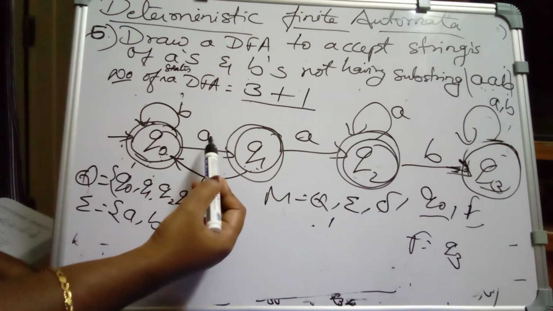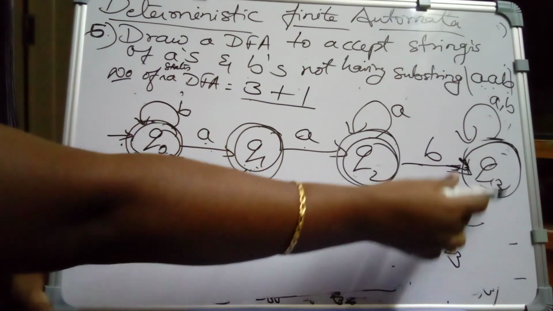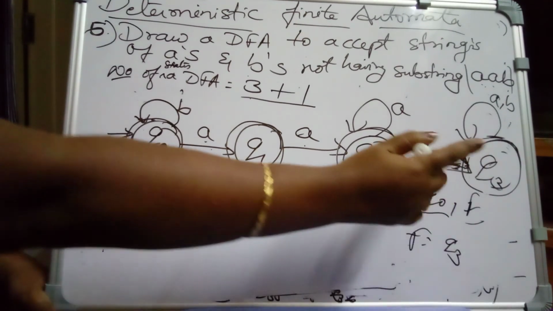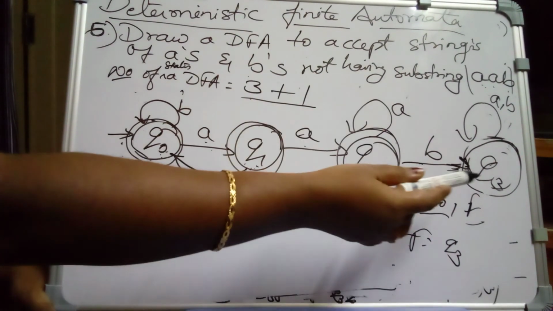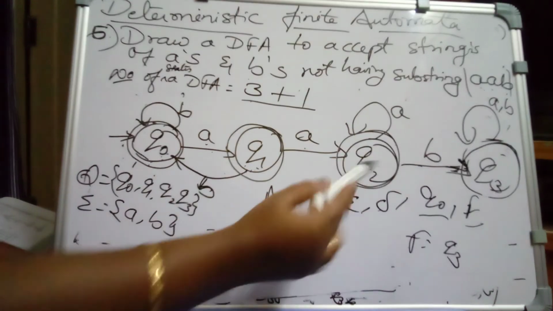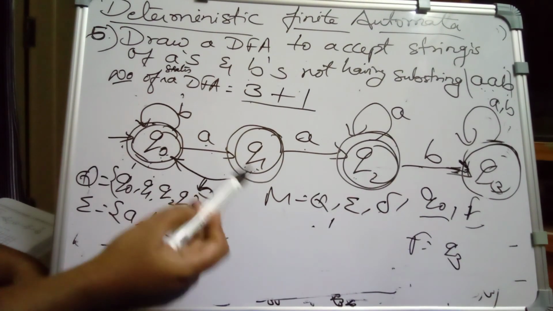See, if you have a substring AAB, it goes to the rejection state. Q3 is not our final state in this case. Previously Q3 was our final state in the previous problem, but here it is not our final state.